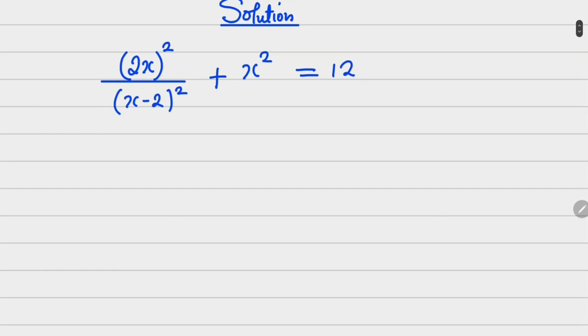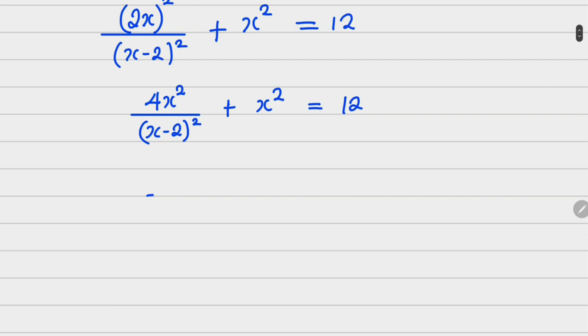Very important step. Now having this, I can now expand the numerator, so that I'm going to have 4x squared over (x minus 2)². This is what I have. Then plus x squared is equals to 12. Now looking at it very well, you could see that it is a case of a fraction on the left hand side. So I'm going to make it a single fraction with a single denominator. So the LCM, of course, this is like over 1. So just take note, the LCM is going to be (x minus 2)².